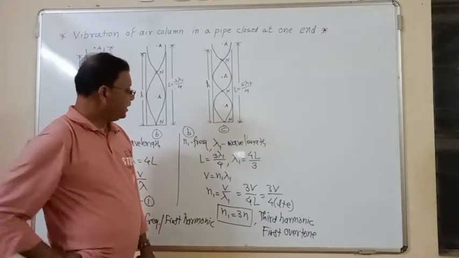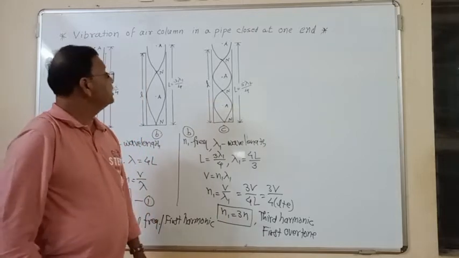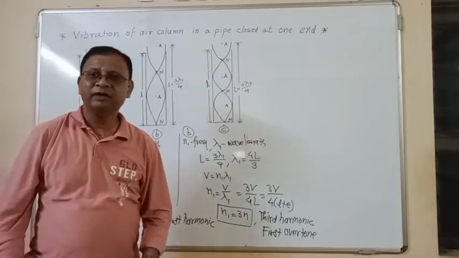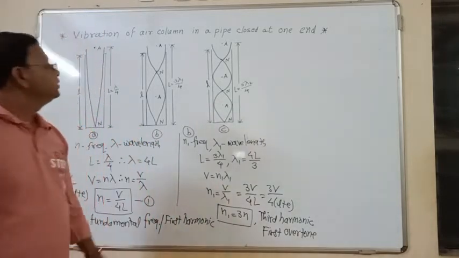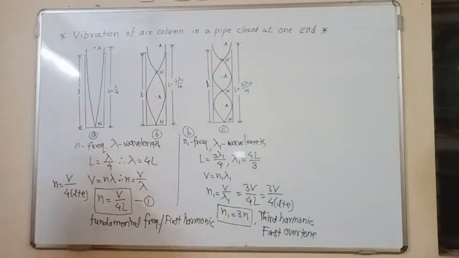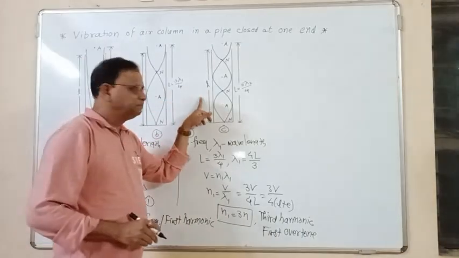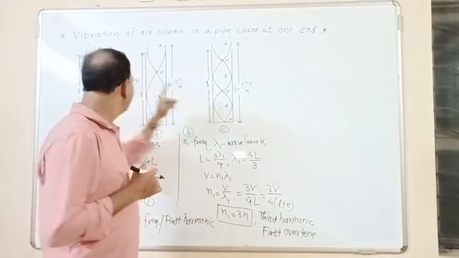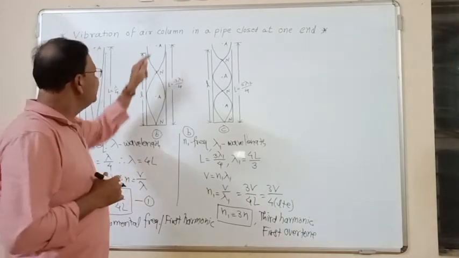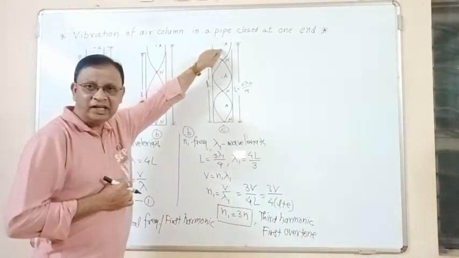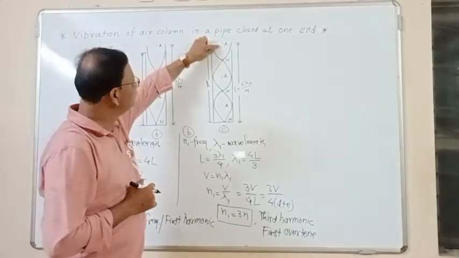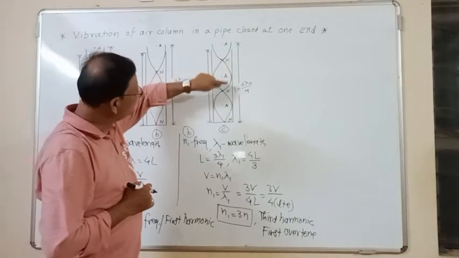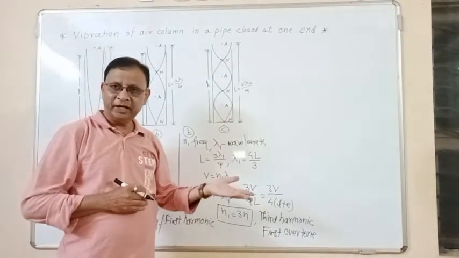Okay, now the next mode of vibration which is shown in figure C. Now this mode of vibration consists of 2 more antinodes and 2 more nodes. Here there was one antinode, one node; here 2 antinodes, 2 nodes. Now here there will be 3 antinodes and 3 nodes: first antinode, second antinode, third antinode, first node, second node and this third node. So 2 more antinodes and 2 more nodes.